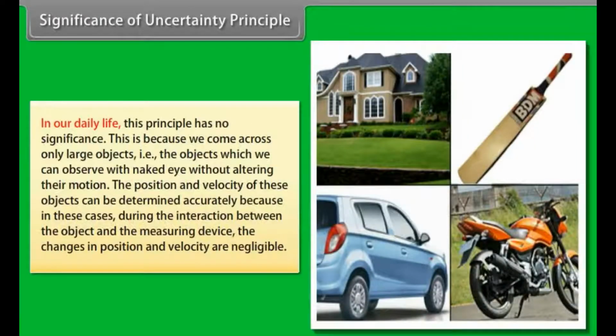In our daily life, this principle has no significance. This is because we come across only large objects, that is, objects which we can observe with the naked eye without altering their motion. The position and velocity of these objects can be determined accurately because in these cases, during the interaction between the object and the measuring device, the changes in position and velocity are negligible.